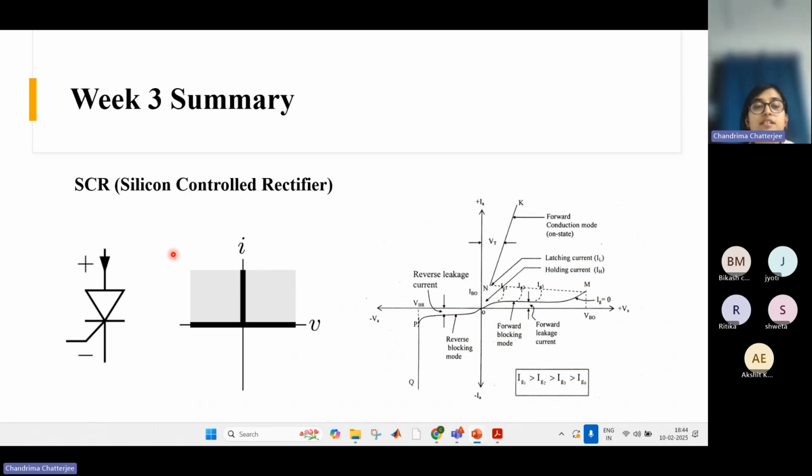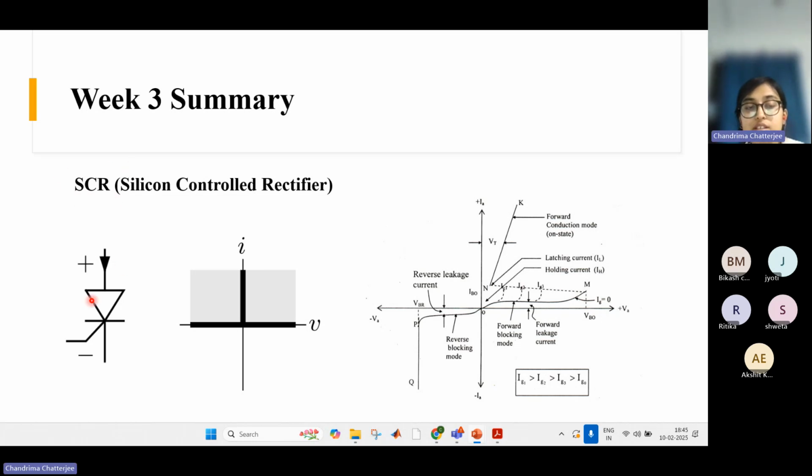Another kind of device is called SCR. So SCR, there is an SCR family. There are different types of devices. The most common one is the silicon controlled rectifier. Earlier SCR was a very popular device, but nowadays MOSFETs and IGBTs are more prevalent. But earlier, in all the converters, SCR was used.